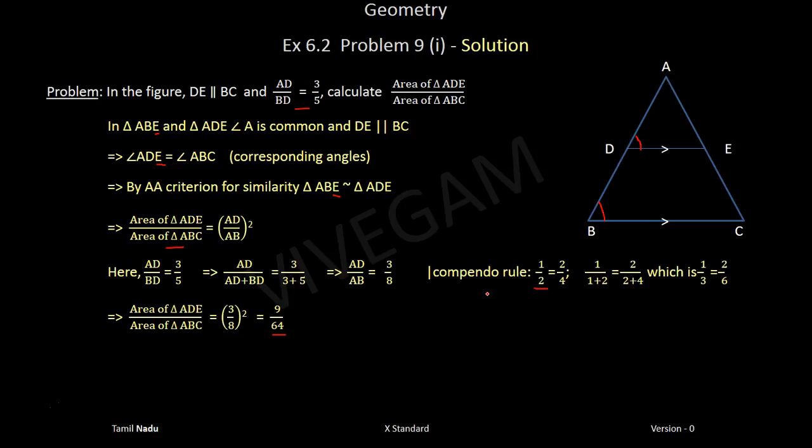Now, let's come to compounder rule. Let's take one example. Half equal to 2 by 4. Am I right? Because when you divide both numerator and denominator by 2, you will get the same half. So I am writing half is equal to 2 by 4, which is true. Now do the compounder dividendo. 1 divided by 1 plus 2 equal to 2 divided by 2 plus 4. See what happens. 1 by 3 equal to 2 by 6, which again both are equal. Right? So that's the compounder rule. That's the principle which is used here. So AD by BD equal to AD by AD plus BD, but apply the same rule on the right hand side also. So 3 divided by 3 plus 5.